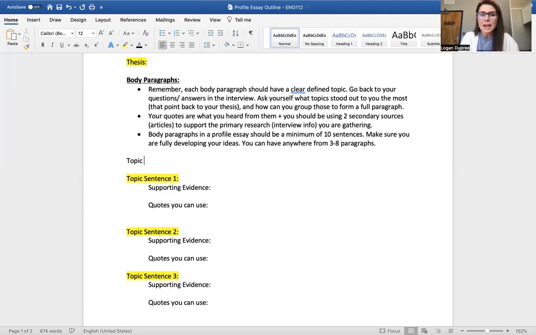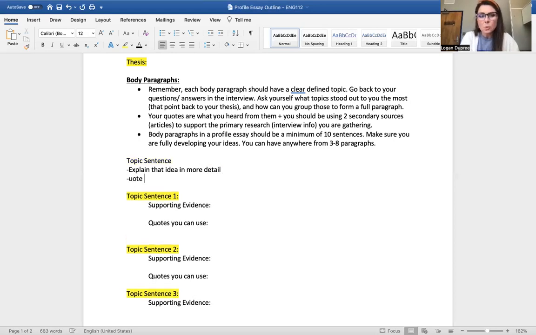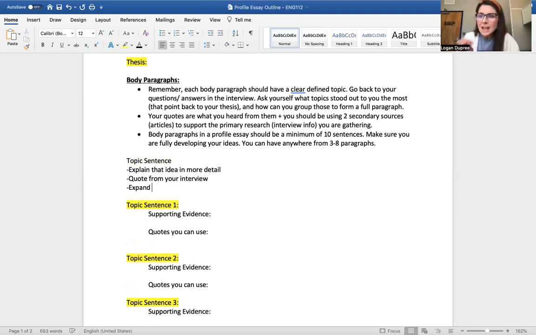First, of course, you're going to have your topic sentence. Then after that topic sentence, you're going to explain that idea in more detail. Then maybe after that, you'll use a quote from your interview. And then, guys, you never use research without expanding. What I like to tell my students is it's your responsibility to make the connections. We can't assume that our reader just understands what that quote means to us. We have to go into explanation and expand more. So you're going to expand on that quote.